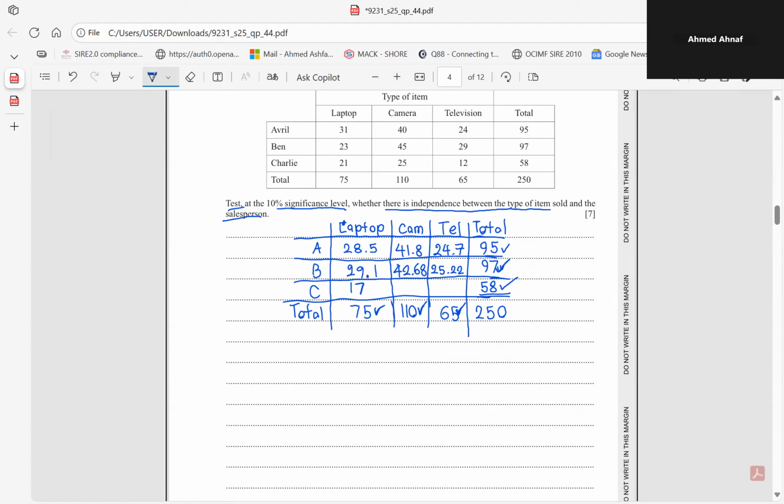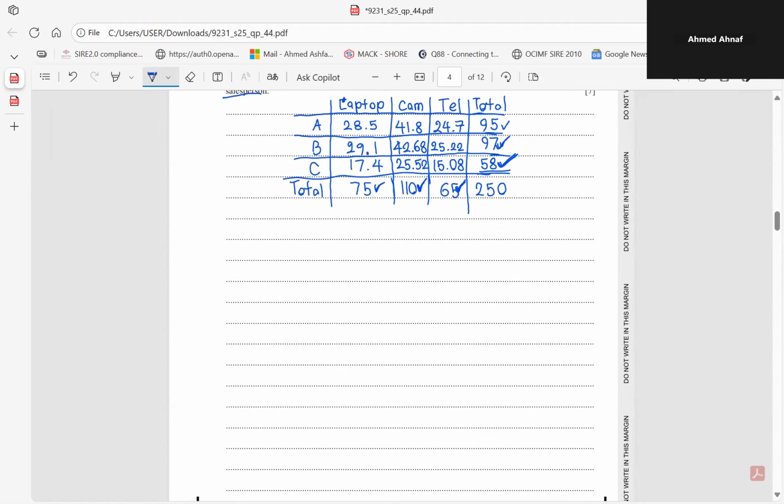The next one is 58 times 75 divided by 250. You get 17.4. And then 110 times 58 divided by 250, you'll get 25.52. And 65 times 58 divided by 250, you'll get 15.08. So these are our expected frequencies.